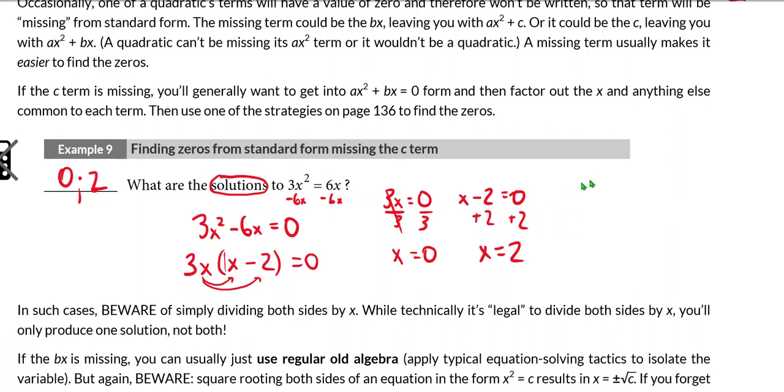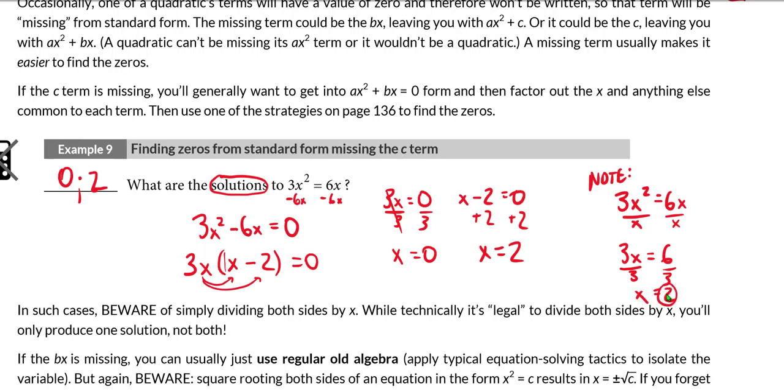Now, very important, a lot of students will divide by x. Students will see an x that's common to both sides. They see that if you divide by x, you can get rid of the x on the right and reduce the exponent of the x on the left, and what you end up with is 3x equals 6. And if you divide by 3 and divide by 3, you get x equals 2.